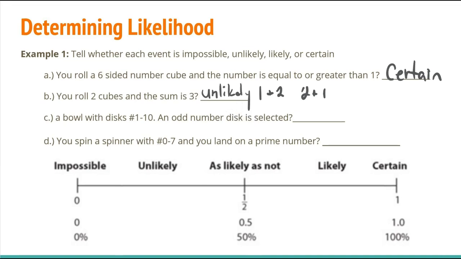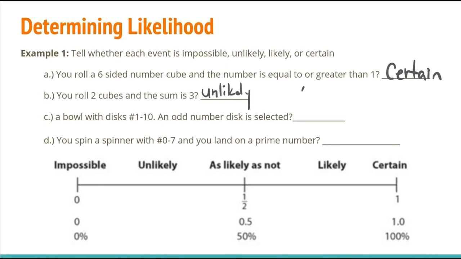Okay, C says a bowl with discs numbered 1 through 10. So the bowl has just numbers 1 through 10 on pieces of paper or on discs. And the likelihood that we pull an odd number disc. Well, our choices for odd number discs are 1, 3, 5, 7, and 9. And our choices for even are 2, 4, 6, 8, and 10. So that means that there are 5 odd number discs and 5 even number discs.